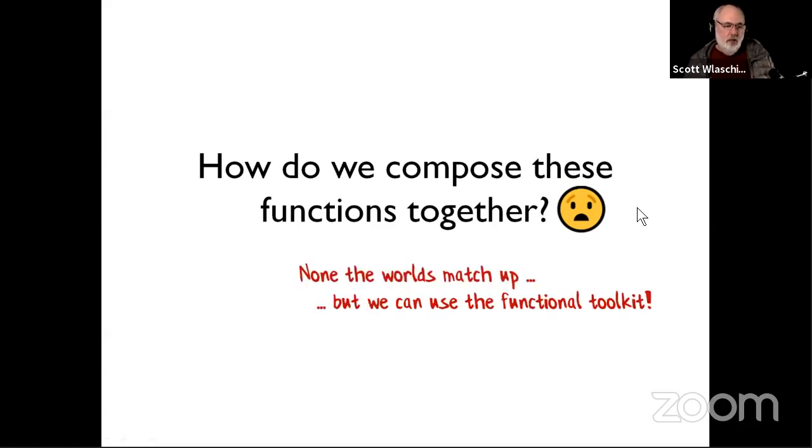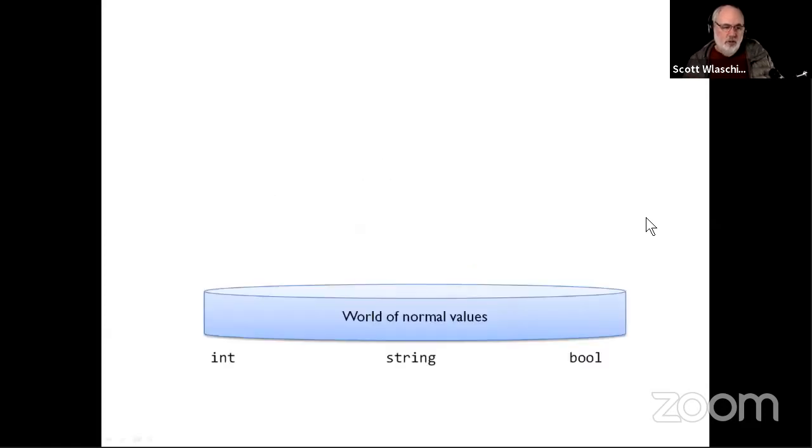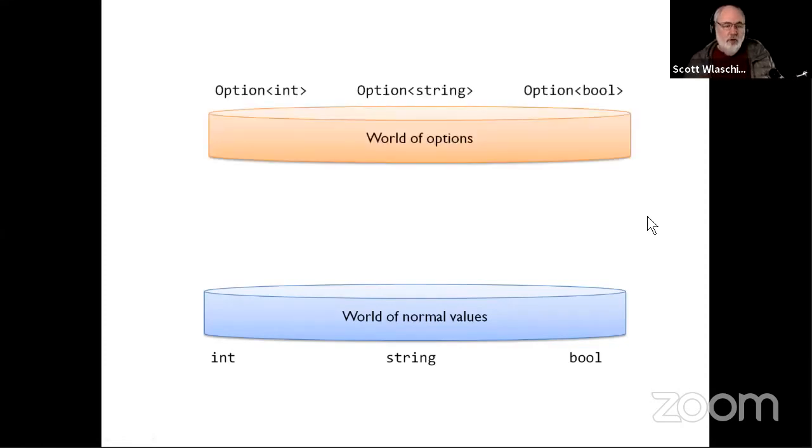So let's see if we can fix it. We're going to start with options for starters. Now here's our world of normal values. And let's say we have a world of optional values.